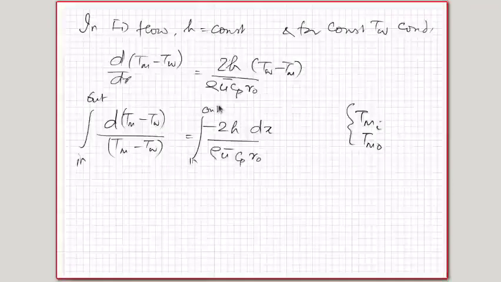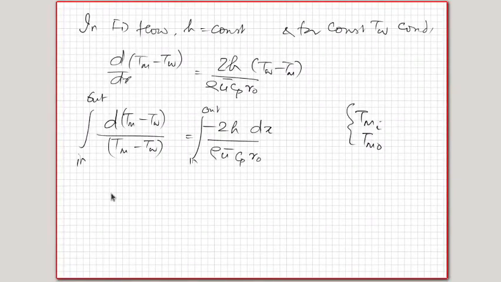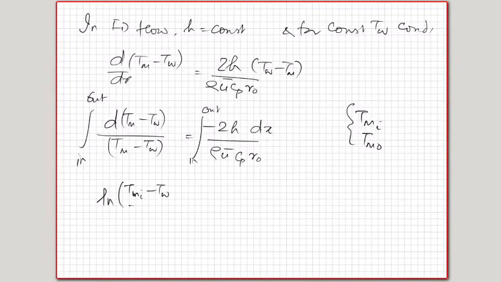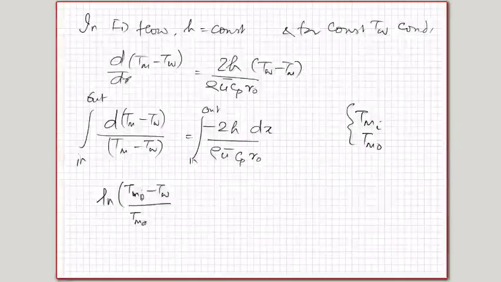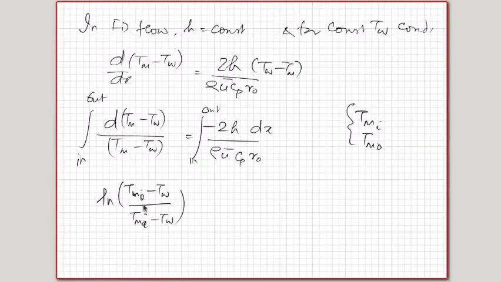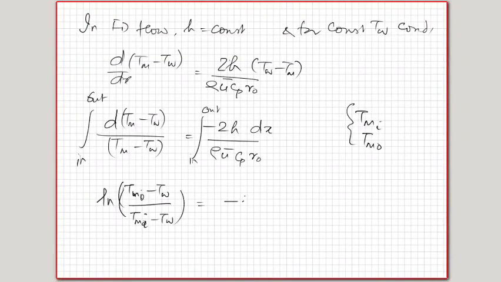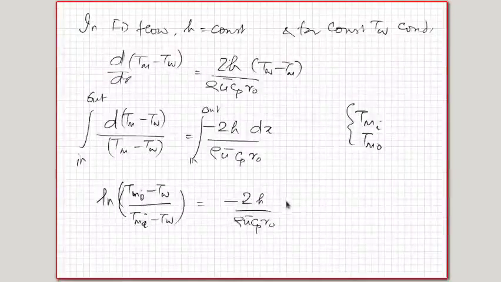okay, so then what do I get? I get log of T mean O minus T wall divided by T mean I minus T wall is the expression that you get on the left hand side, and this will be equal to minus 2h divided by rho u bar Cp r naught, this is a constant, multiplied by the length of the pipe. Okay, so this is your expression that you would get.